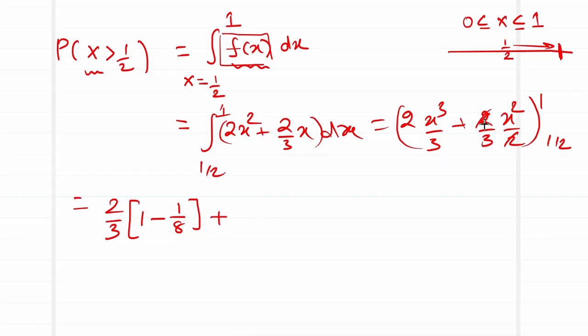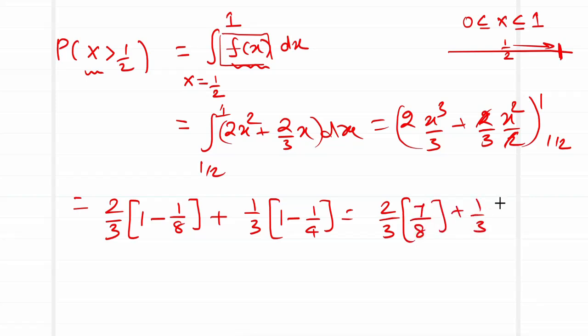Now moving on, 2 and 2 has gone. 1 by 3 is the constant. I have x square. 1 square is 1 minus 1 by 2, the whole square is going to be 1 by 4. So this makes it as 2 by 3 into 1 minus 1 by 8. 8 minus 1 makes it as 7 by 8, plus 1 by 3 times of 4 minus 1 makes it as 3 by 4. So this 3 can be cancelled off.